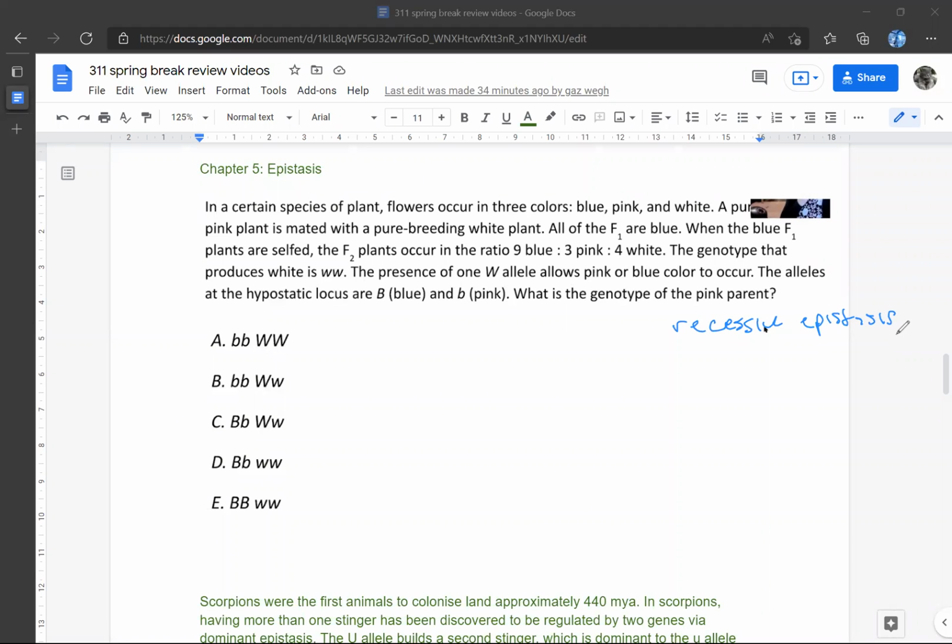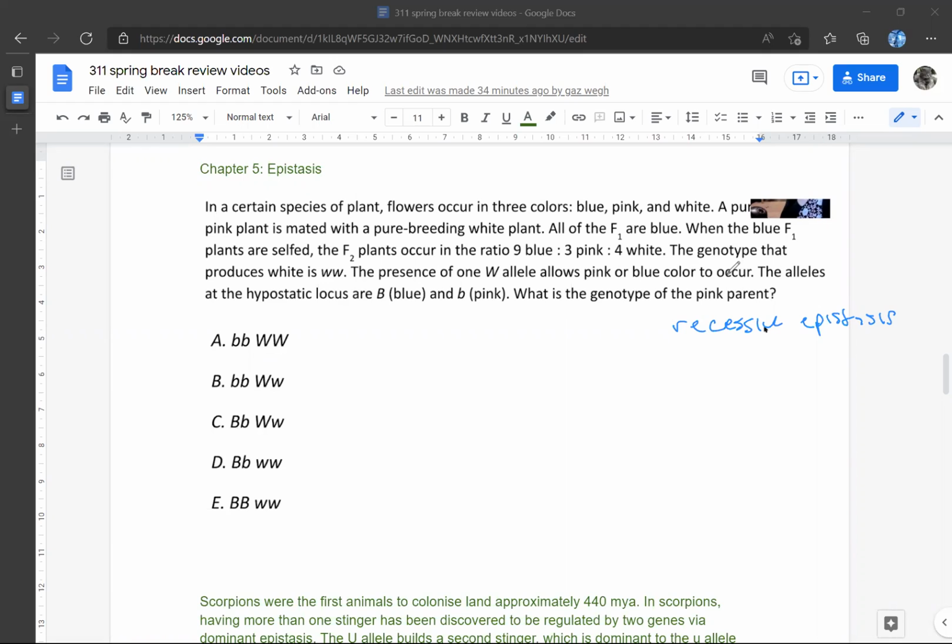And so the question asks, what is the genotype of the pink parent? So we see that it's written in the question, a pure breeding pink plant is mated with a pure breeding white plant. So in order to be white, actually, let's keep reading the question. So the genotype that produces white is ww. So if it's white, oh yeah, the presence of a single capital W allele allows pink or blue color to occur.